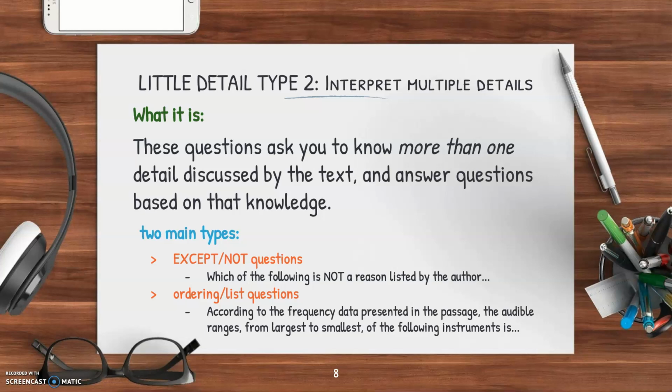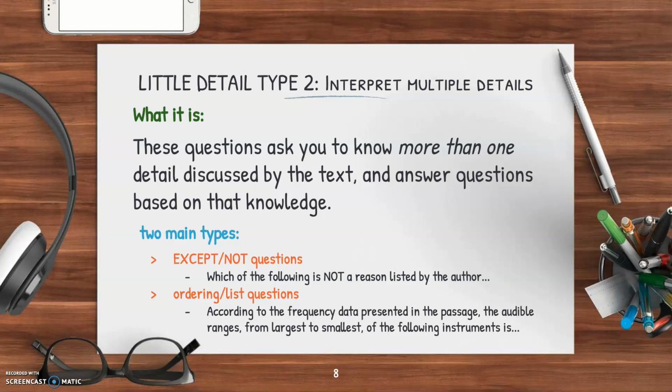These are the except and not questions, where you have to figure out which one of the answer choices was really not mentioned by the author. So here's an example. Which of the following is not a reason listed by the author? These are a little more challenging because it's not just finding one thing, you have to be able to find three things and confirm that they've actually been said.